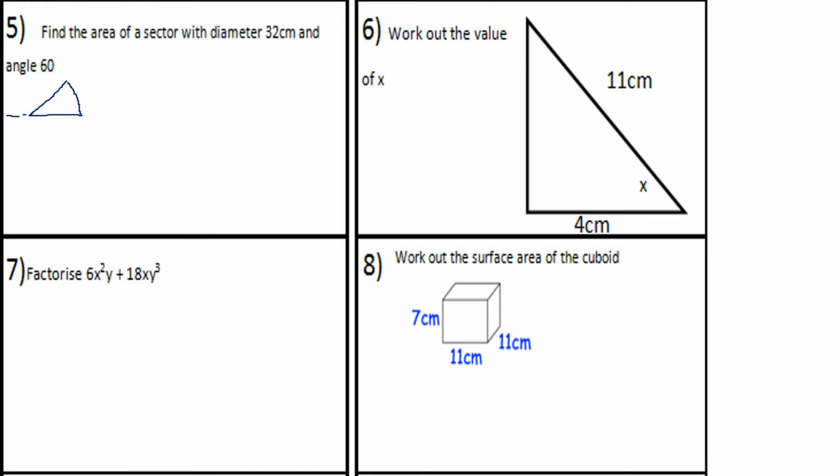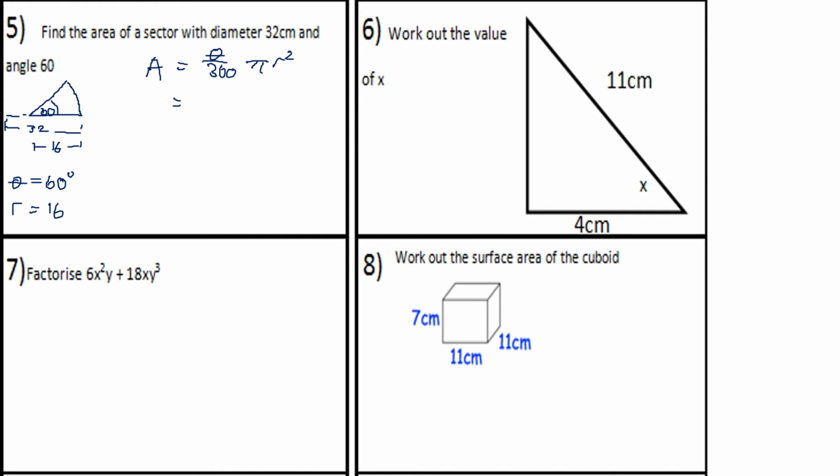So we're told that the diameter is 32. That means that the radius is going to be half that, 16. We've got an angle of 60. So our theta, our angle, is 60 degrees, and our radius is 16. Remember, the area of a sector is a fraction of the whole, so the whole circle is pi r squared. We just want a fraction of it, so it's theta divided by 360 times pi r squared.